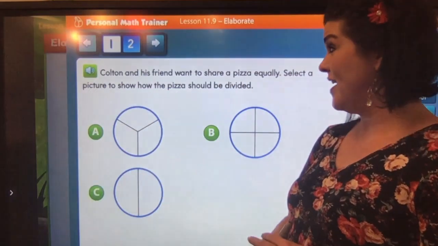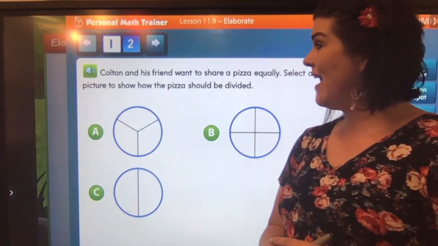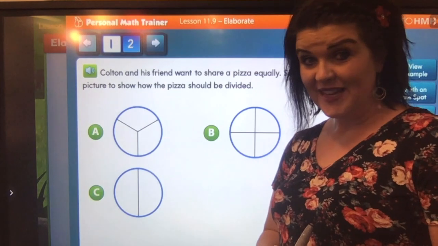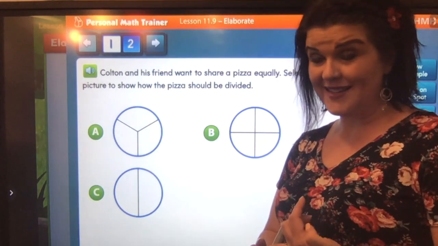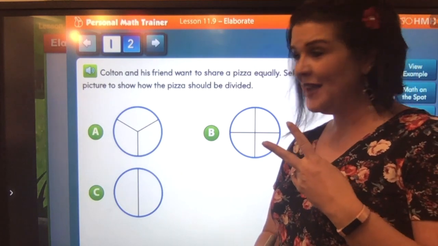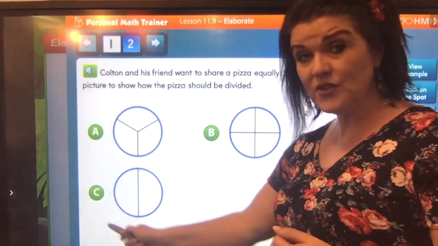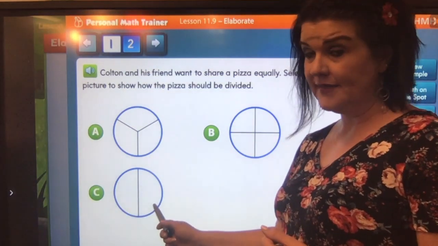Colton and his friend want to share a pizza equally. Select a picture to show how the pizza should be divided. So if Colton plus a friend want to divide a pizza in half, there's just 2 of them, so we can see that the answer would be C because it would be Colton and then his friend.